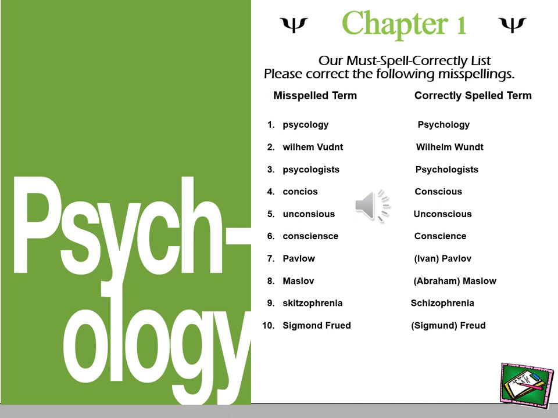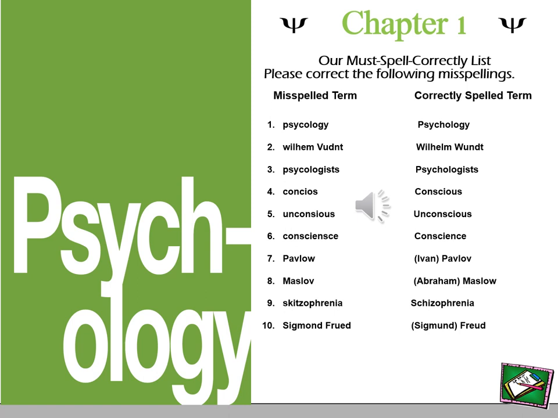Next, conscious. Number 5, unconscious. And 6, conscience. And yes, they do sound a little bit alike, but they're very distinctly different. We'll have a whole chapter on states of consciousness. So let's consider number 4, conscious. We are alert. We're conscious. We're processing information. Unconscious, not alert, not processing. Conscience, number 6, a sense of morality. So conscious, unconscious, and conscience.